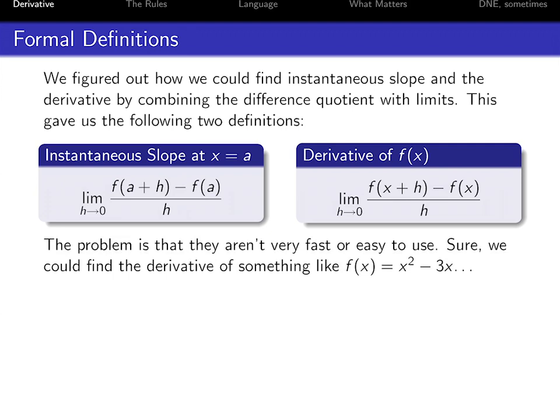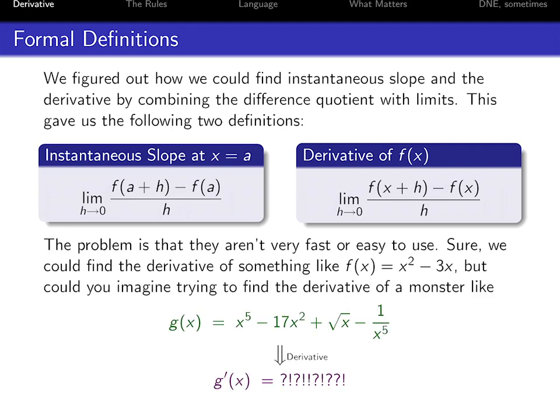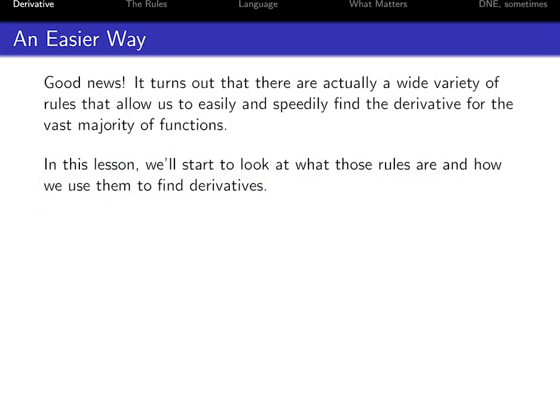I mean, sure, we could find the derivative of something like f of x equals x squared minus 3x, like we did in the last lesson and like you worked on that worksheet. But what if we were up against a monster like this? I mean, look at g of x. That would be awful to use this limit process on, right? Could you imagine trying to find g prime from that limit process? It would take forever. Good news, it turns out that there are actually a wide variety of rules that allow us to easily and speedily find the derivative for the vast majority of functions. In this lesson, we'll start to look at what those rules are and how we use them to find derivatives.